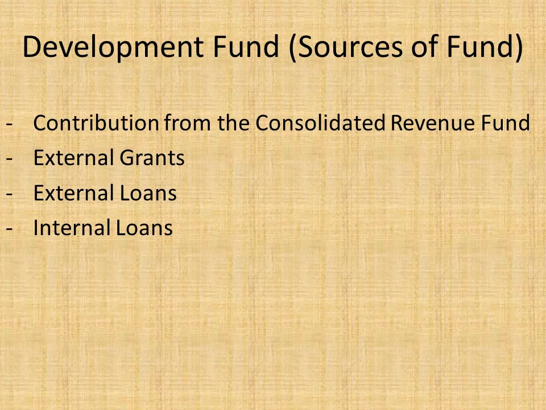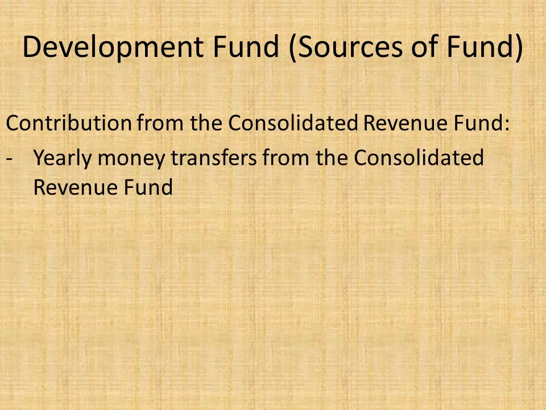The value added tax is allocated as follows: 50% of VAT is allocated to the state governments, and 35% of VAT goes to the local governments, while 15% of VAT goes to the federal government.